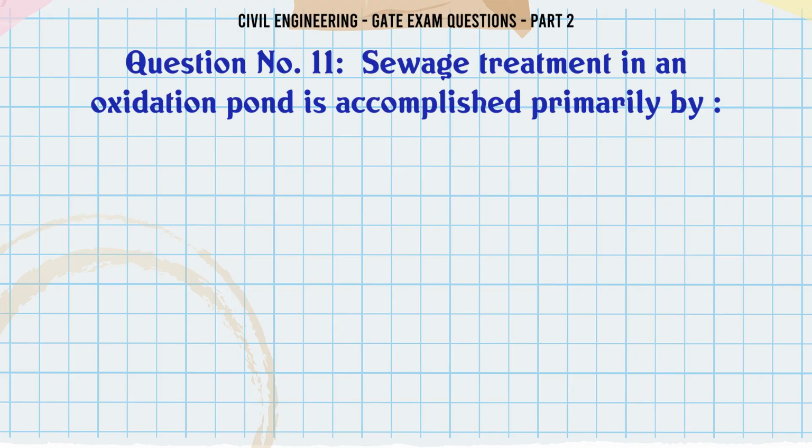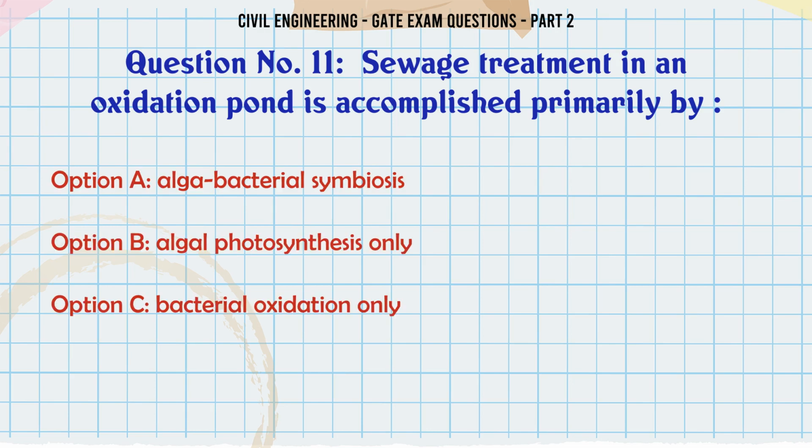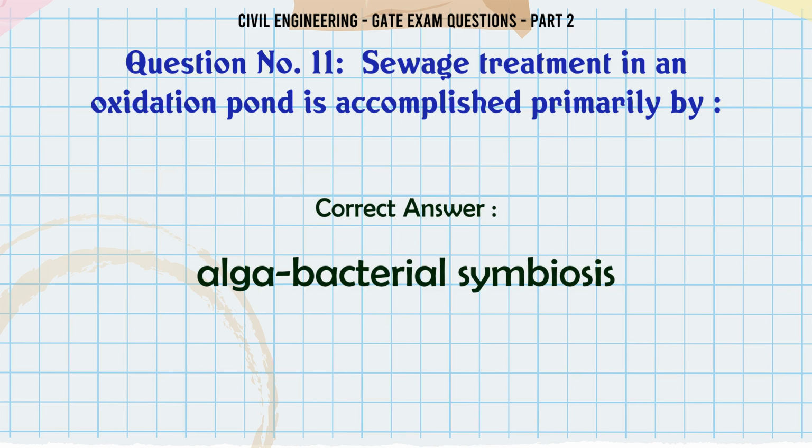Sewage treatment in an oxidation pond is accomplished primarily by A. Alga-bacterial symbiosis, B. Algal photosynthesis only, C. Bacterial oxidation only, D. Chemical oxidation only. The correct answer is alga-bacterial symbiosis.